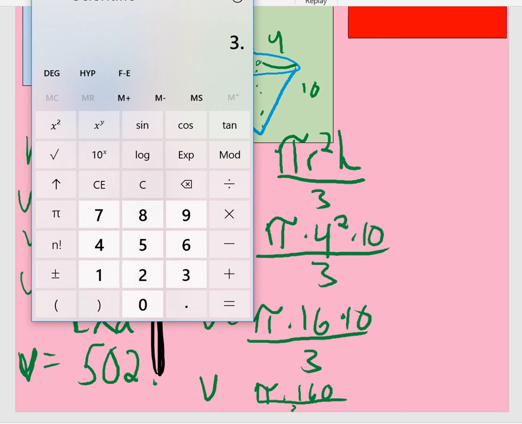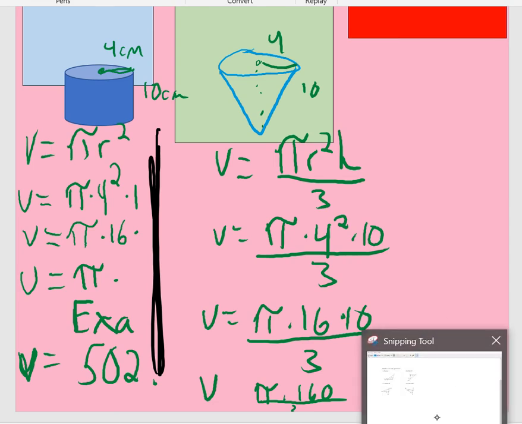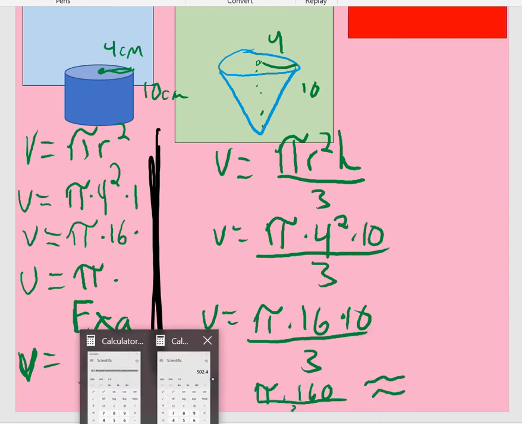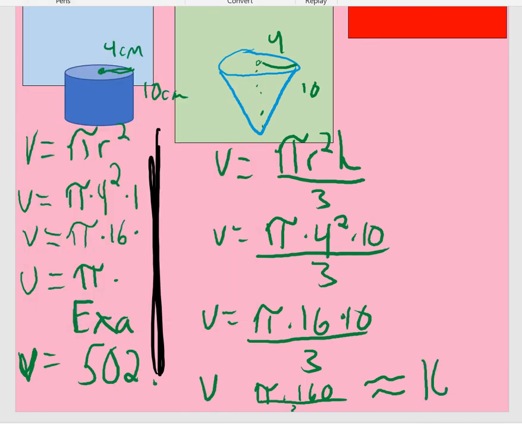If we did 3.14 times 160 divided by 3, you get 167.46666. The sixes are repeating. So we said that this was 167.5 centimeters cubed. Sorry, I'm running out of room here. 167.5 centimeters cubed. All right, which is very close to 160.